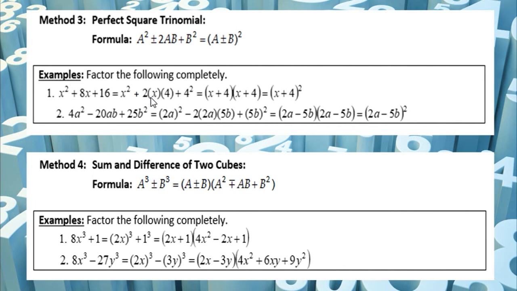Then, we have the first term. Our first term is x. And the second term is 4 since ang atong 16 can be 4 times 4. Second term na siya sa atong binomial. So, mao ning 2 times x times 4 plus ang atong 16 again is 4 squared. So, this can be factored out as x plus 4 times x plus 4. So, which is equal to x plus 4 squared.